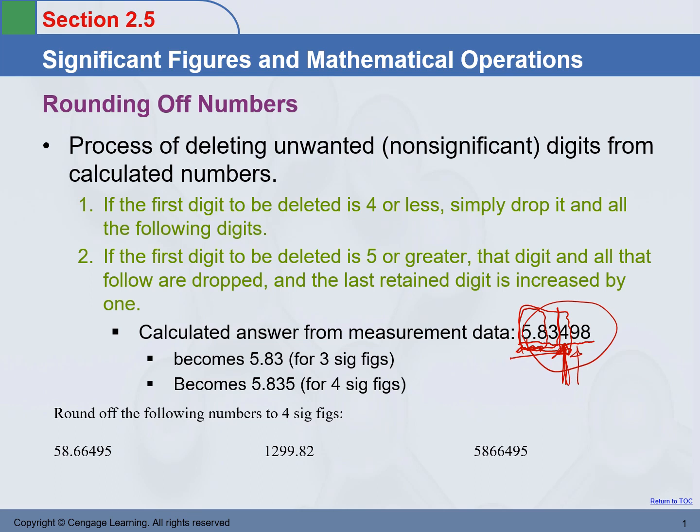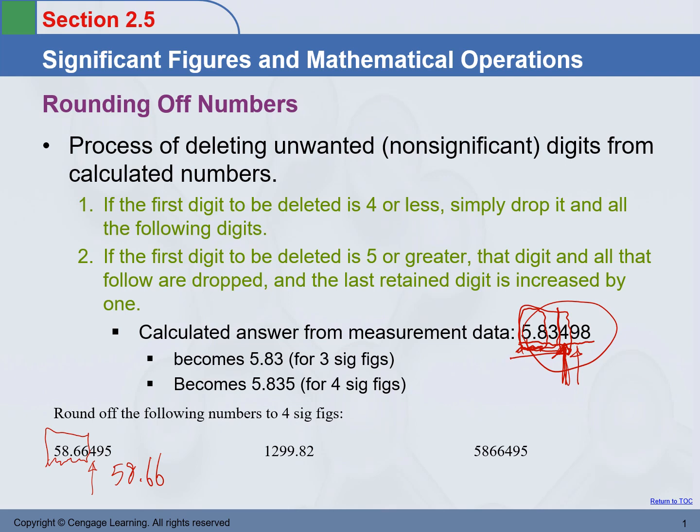Some practice. Round off the following numbers. Assume all the numbers are calculations from measurements. Round them off to 4 sig figs. 1, 2, 3, 4. The next digit is 4 or less. Drop them. So the answer will be 58.66 in this case. Next one.